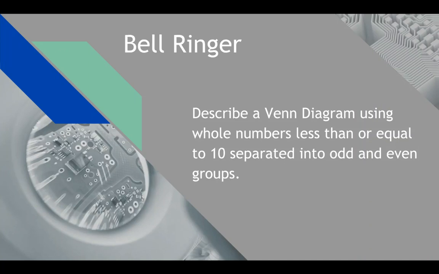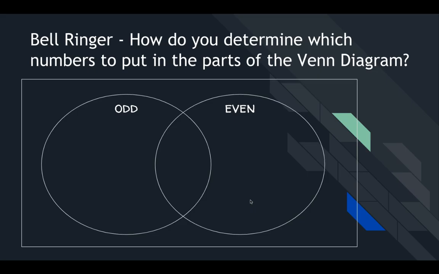The bell ringer: Describe a Venn diagram using whole numbers less than or equal to 10 separated into odd and even groups. Okay, so we know a Venn diagram uses different groups to describe the total data involved in the entire selection. So let's look at this carefully. How do you determine which numbers to put in the parts of the Venn diagram? Which ones are odd and which ones are even?